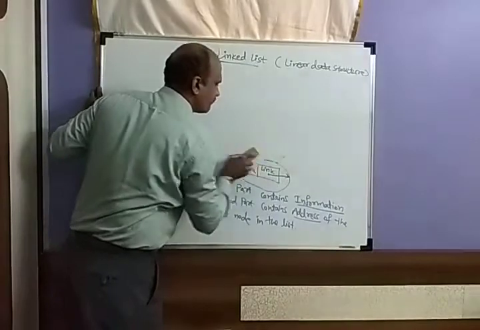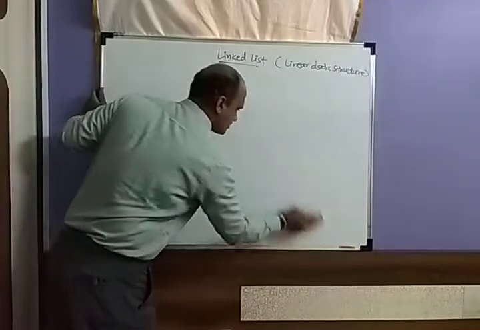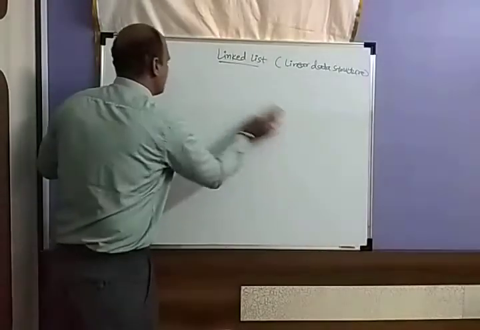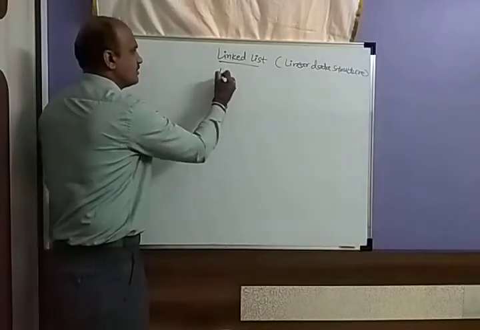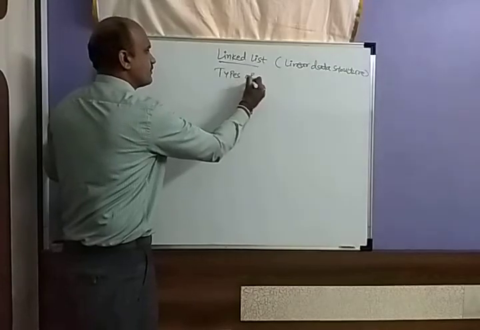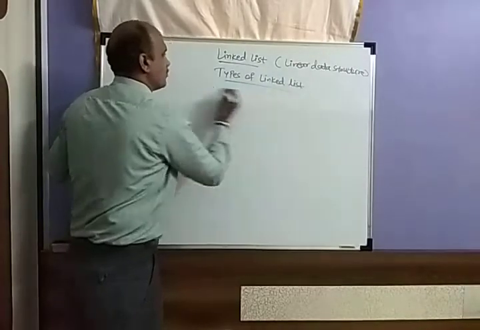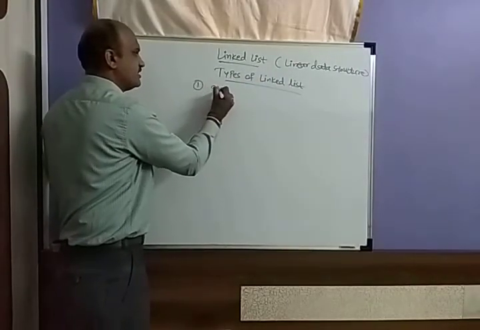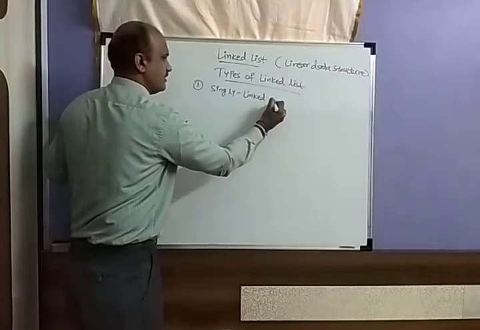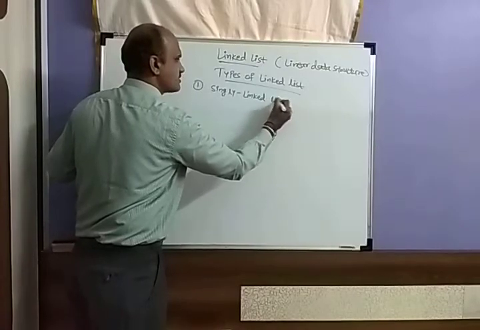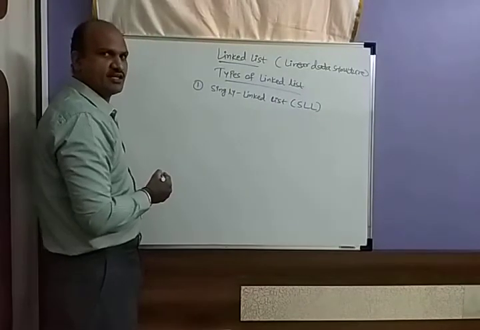There are three types of linked list. Whatever representation you did with the linked list so far is a single linked list. So the types of linked list: one is the singly linked list, which we call SLL.